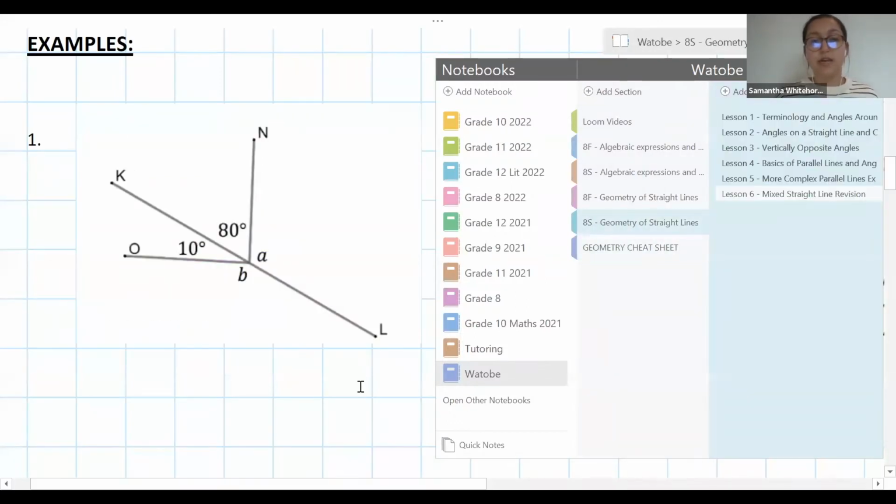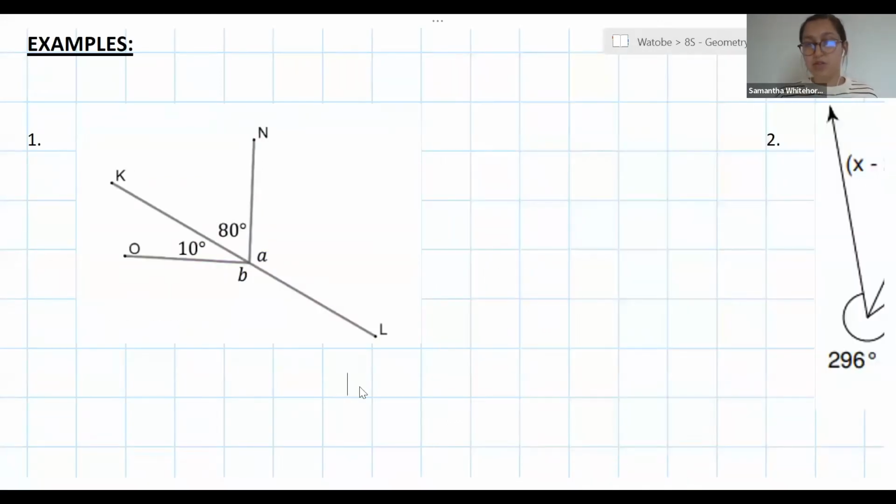Okay, so here's our first one. I'm going to give you 2 minutes. I would like you to try and tell me what the values of A and B are, with reasons.